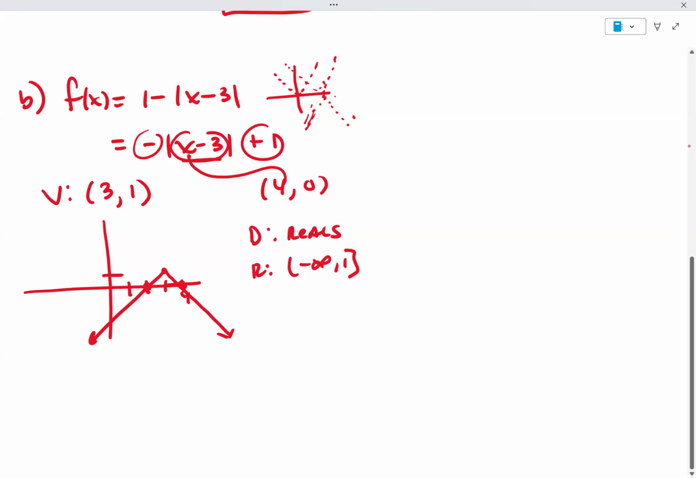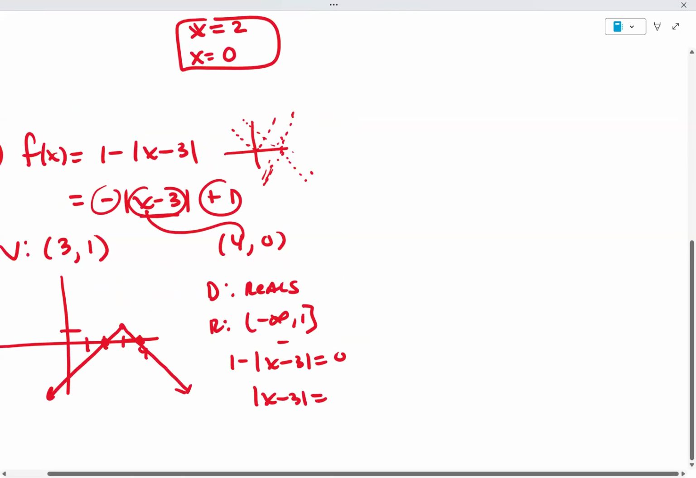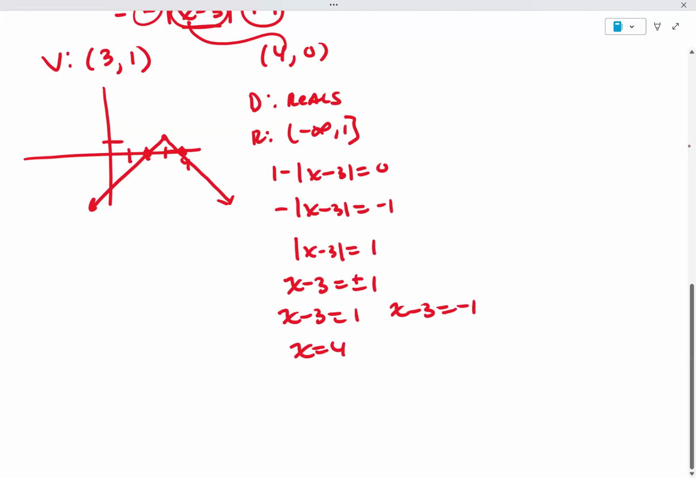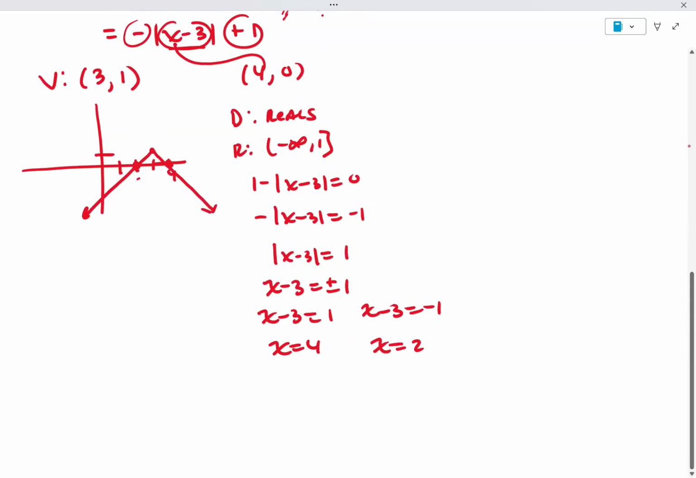The zeros, just some good algebra. I'm just going to set this equal to 0. I'm going to subtract this 1 over, if I can keep my screen stable there. And then I'll divide out the negative on each side. The absolute value equals plus or minus 1. So x minus 3 equals 1 or x minus 3 equals negative 1. I'll add the 3 to get 4, add the 3 to get 2, and it's no surprise I see my zeros here are 2 and 4.